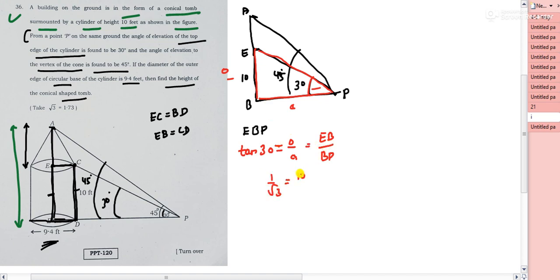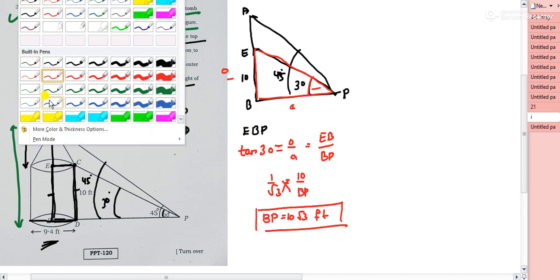So tan 30 is 1 by root 3, which is equal to EB, which is 10, divided by BP. Doing cross multiplication, we get BP as 10 root 3 feet. You can write just FT, it means feet. Don't write meter because the rest of the values are in feet. I hope you have understood BP.